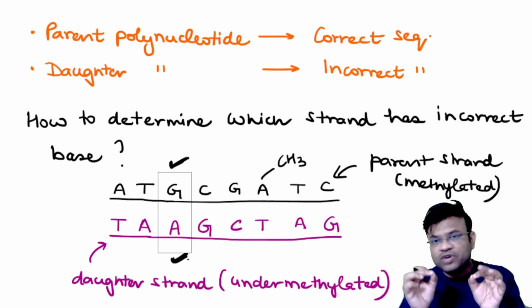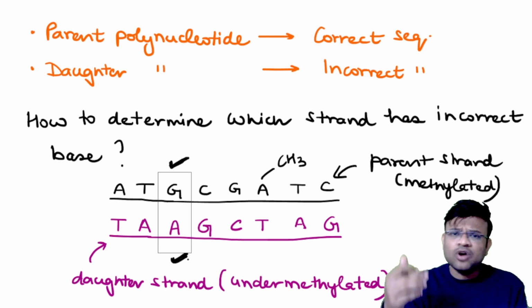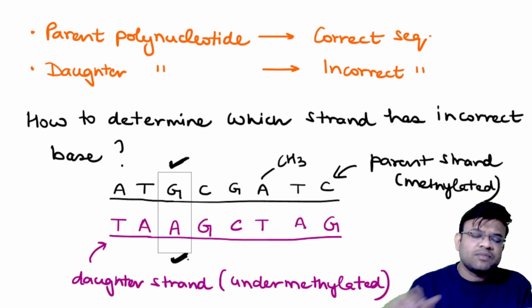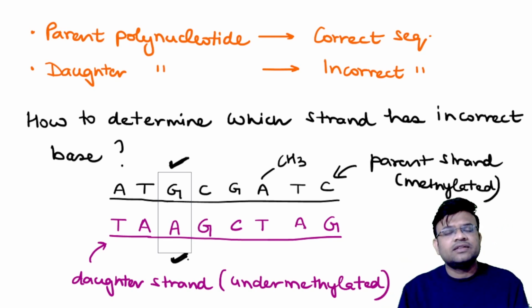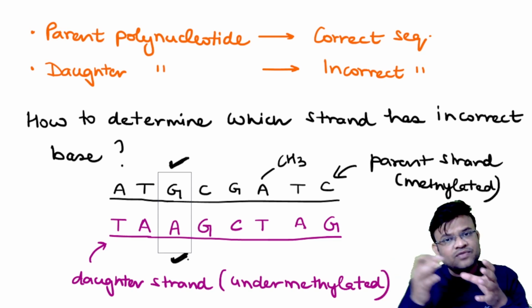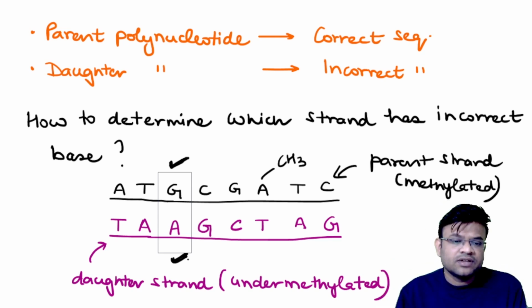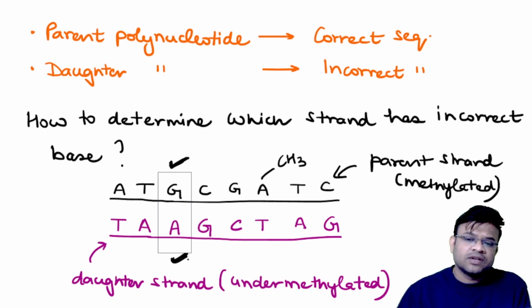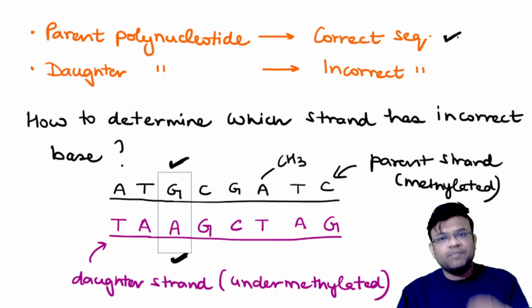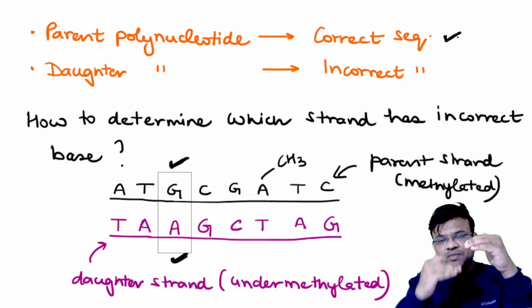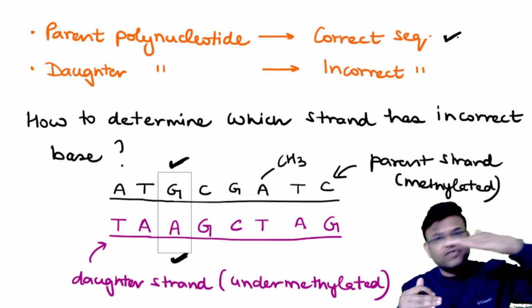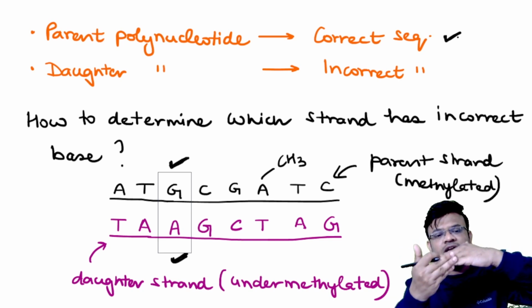But the problem is, when the DNA repair system arrives over here, how will it identify which is the original strand and which is the newly replicated strand? So this is the problem. So the parent polynucleotide is the correct sequence. Obviously the parent, or the original one from which the replication is taking place, would be the error-free one. This is the parent one, this would be the error-free one.